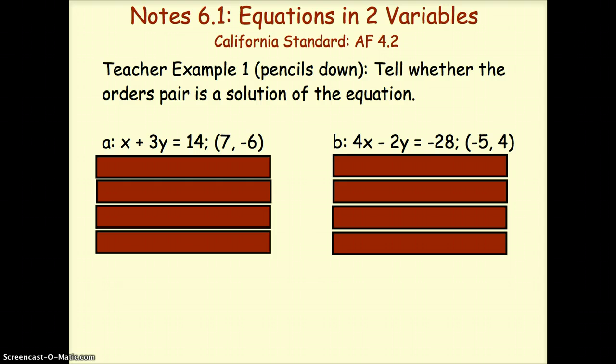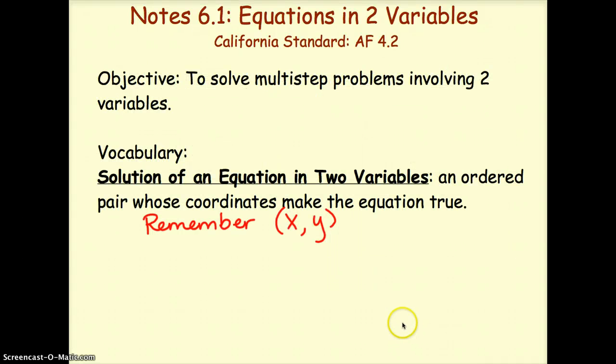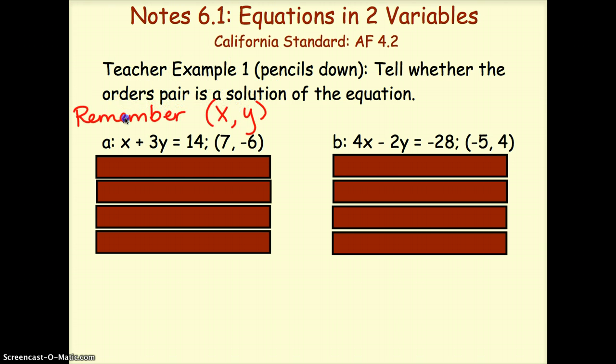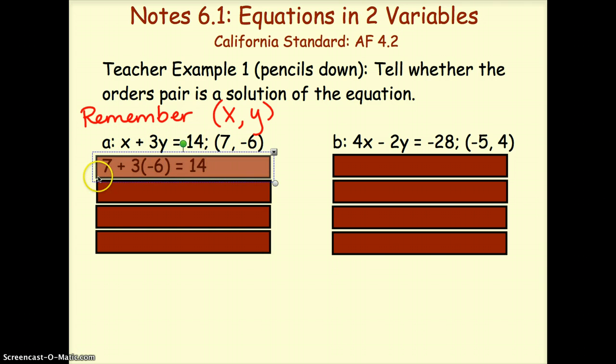Teacher example 1. Tell whether the ordered pair is a solution of the equation. What's happened here is that someone has already solved the equation and you're doing the check. So if we go back here, we can actually copy this and bring it over here just to remind ourselves. We can put it right there to remember that x goes with 7 and y goes with -6. So we're going to go ahead and plug those numbers in. Remember, make sure you put the 7 in for the x, not the y.